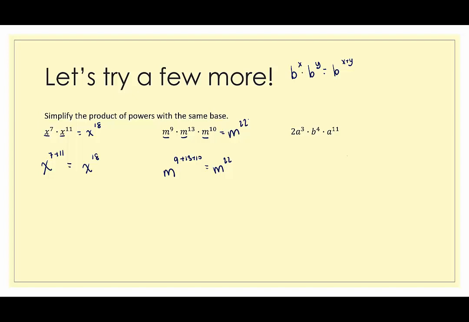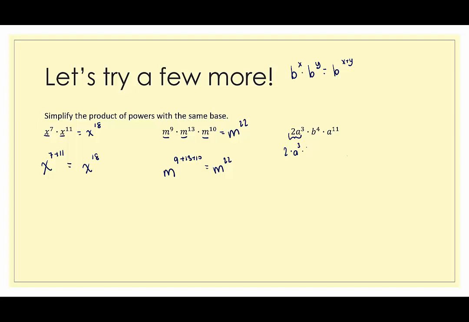Ooh, whoa, what's going on in the third one? So this third one, again, we have this 2 that looks like it's lumped onto that a cubed. But remember, we could rewrite this as 2 times a cubed. 2 does not belong to a cubed. A cubed does not belong to 2. They are separate, independent factors.